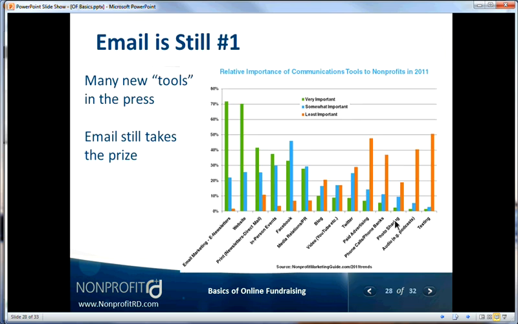So we're now on to email marketing, and I'm going to go over this fairly quickly. Email marketing is still the number one tool that nonprofits use to raise money. There are all these new tools on the market, but email still takes the prize.